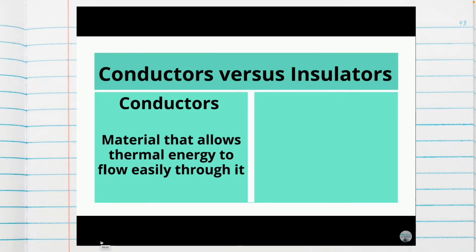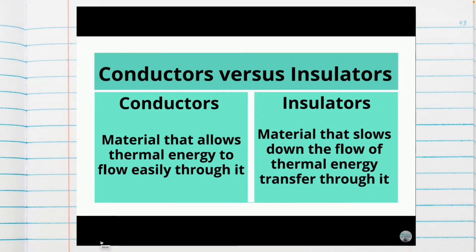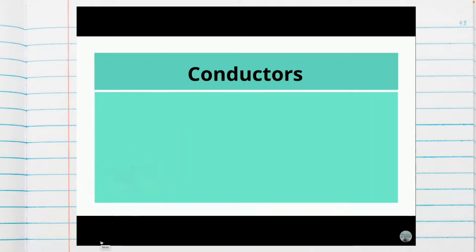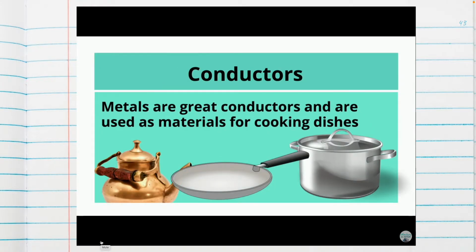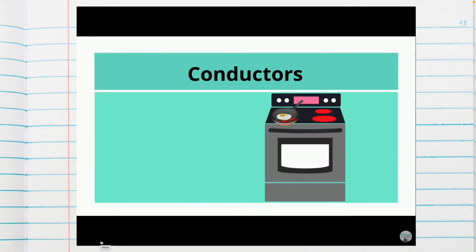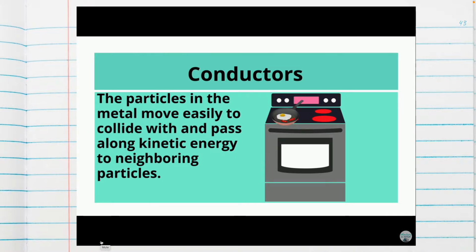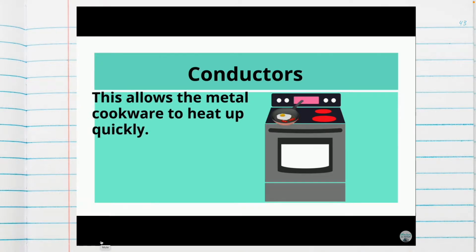Conductors: material that allows thermal energy to flow easily through it. Insulators: material that slows down the flow of thermal energy transfer through it. Metals are great conductors and are used as materials for cooking dishes. The particles in the metal move easily to collide with and pass along kinetic energy to neighboring particles.